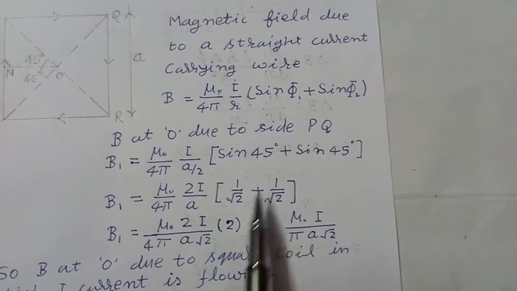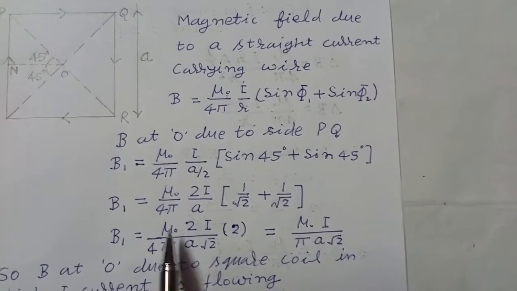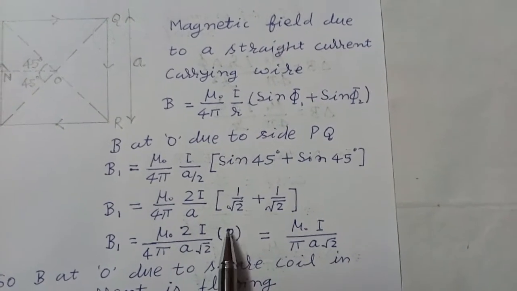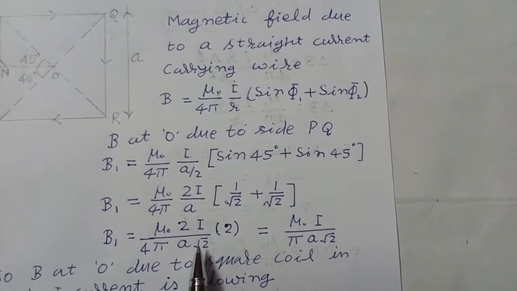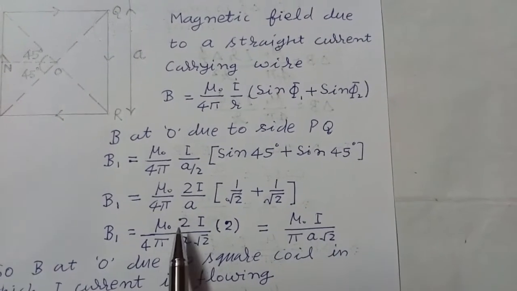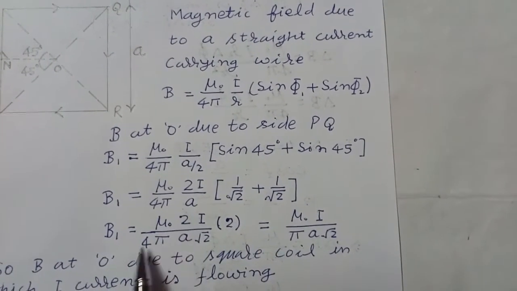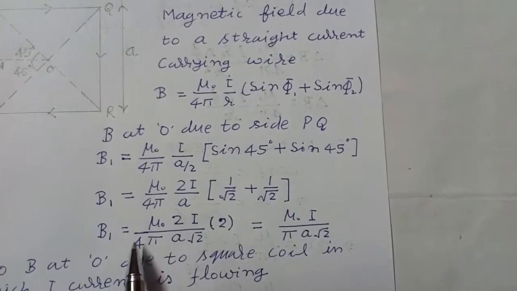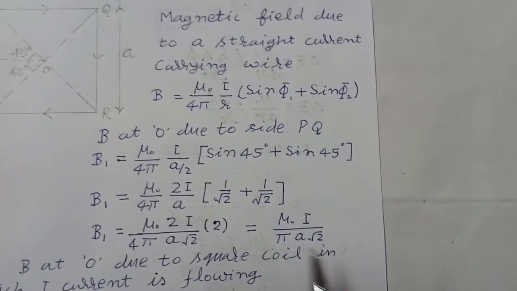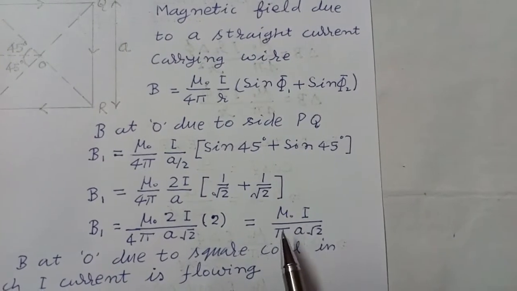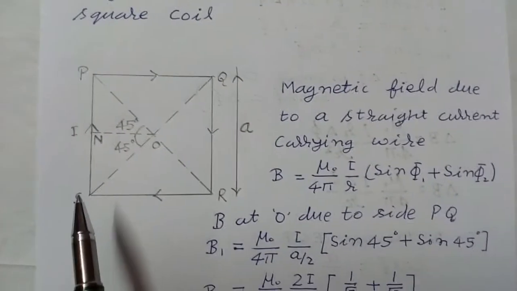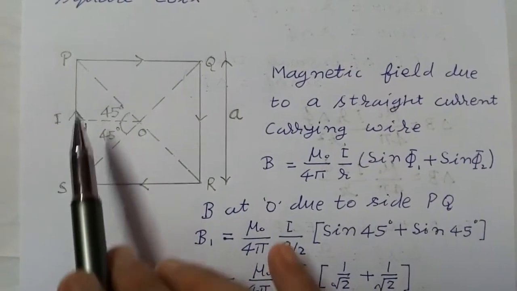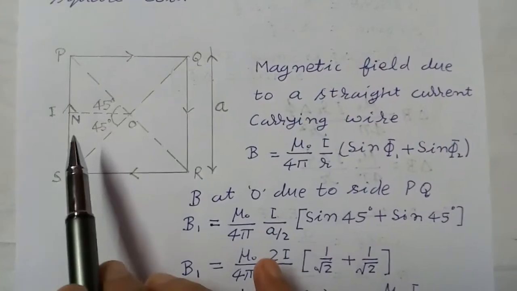Now this 1 becomes 2. So B1 is equal to mu naught 2I upon 4 pi a into 2 and in the denominator root 2. So B1 is equal to mu naught 2I into 2 upon 4 pi a root 2. 2 into 2 becomes 4, so this cancels this 4. So B1 is equal to mu naught I upon pi a root 2. So this is the magnetic field due to current flowing in one side of this square shaped coil.